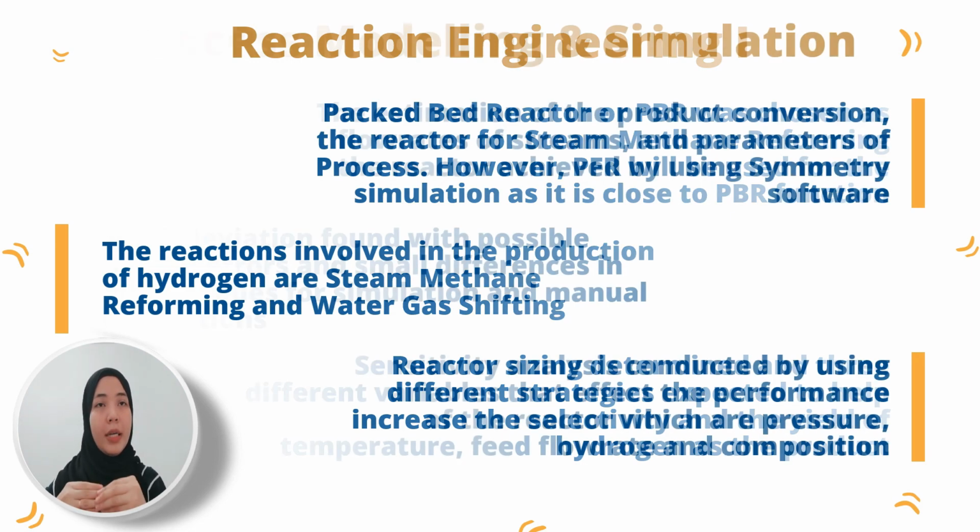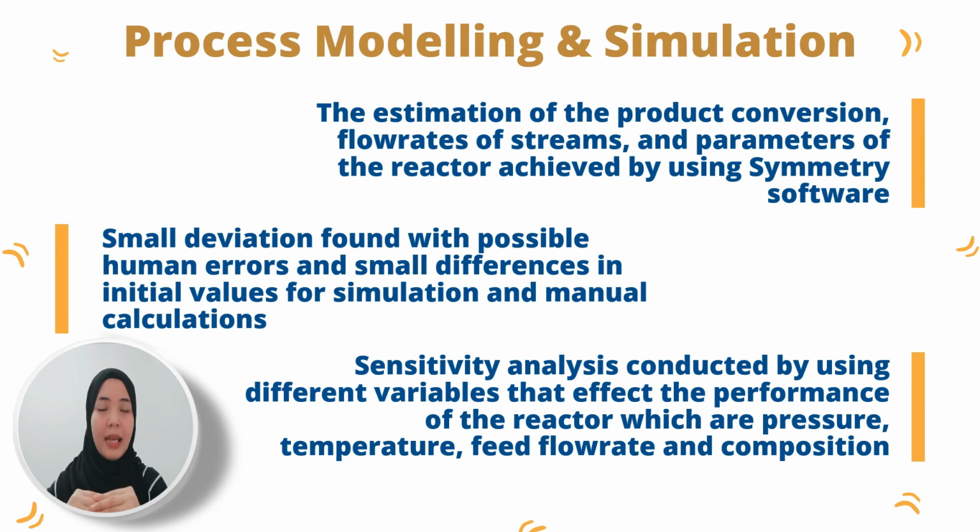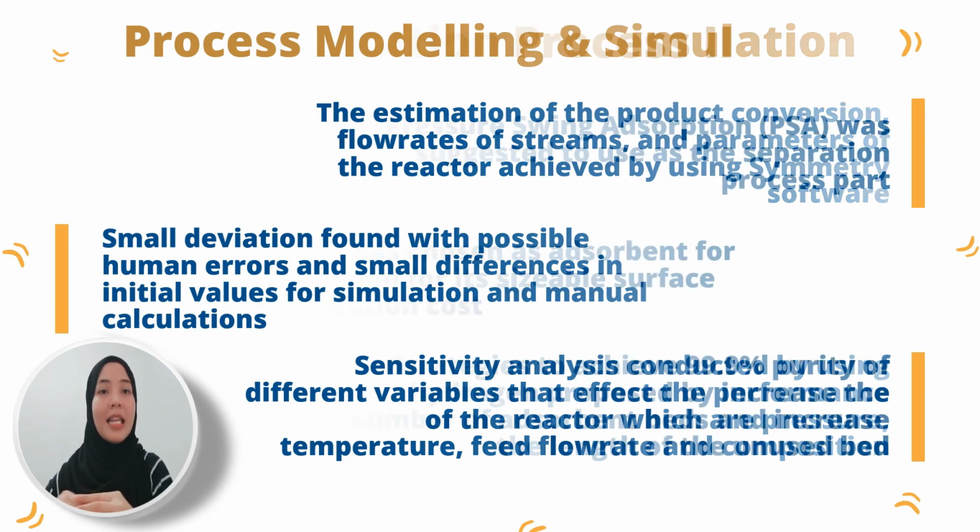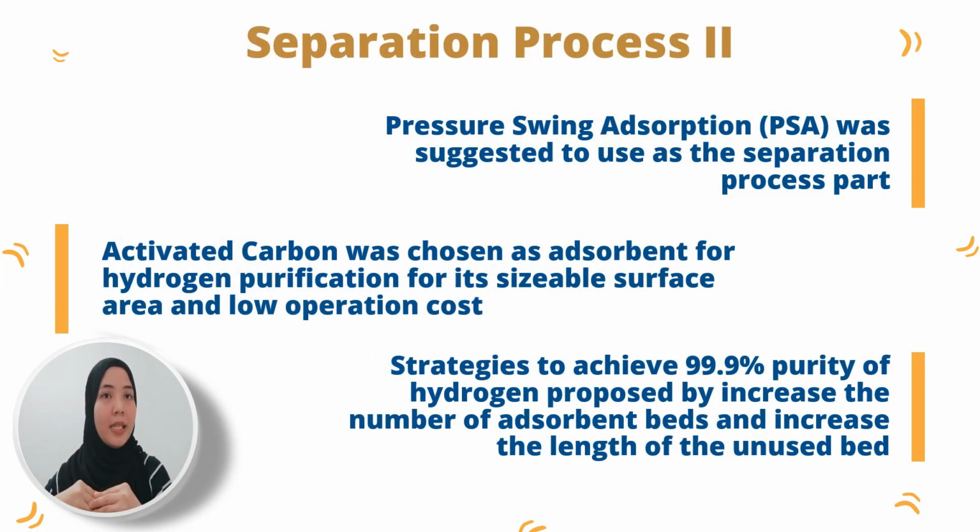For the process modeling and simulation part, the estimation of the product, conversion, flow rate of streams, and parameters of the reactor was achieved by using simulation software. A small deviation was found, with possible human error and a small difference in initial values for simulation and manual calculation. Sensitivity analysis was conducted by using different variables that affect the performance of the reactor, which are pressure, temperature, feed flow rates, and composition. Now we move to the conclusion for separation process 2.